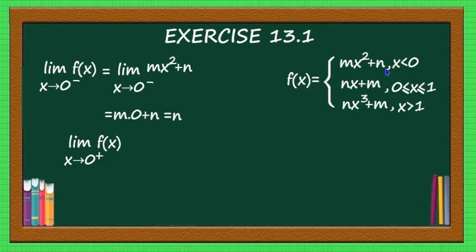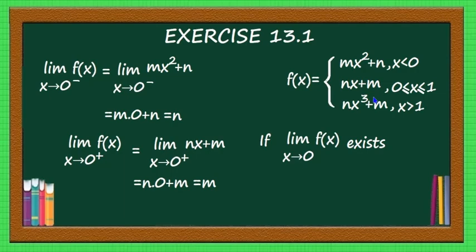And what is limit as x tends to 0 plus of f of x? 0 plus means slightly greater than 0. When it is slightly greater than 0, it is nx plus m. See here, when it lies between 0 to 1, 0 plus means it is slightly greater than 0. When it is slightly greater than 0, how is it defined? nx plus m. And that's why it's equal to limit as x tends to 0 plus of nx plus m. Put x equal to 0, you will have n into 0 plus m, that's equal to m.